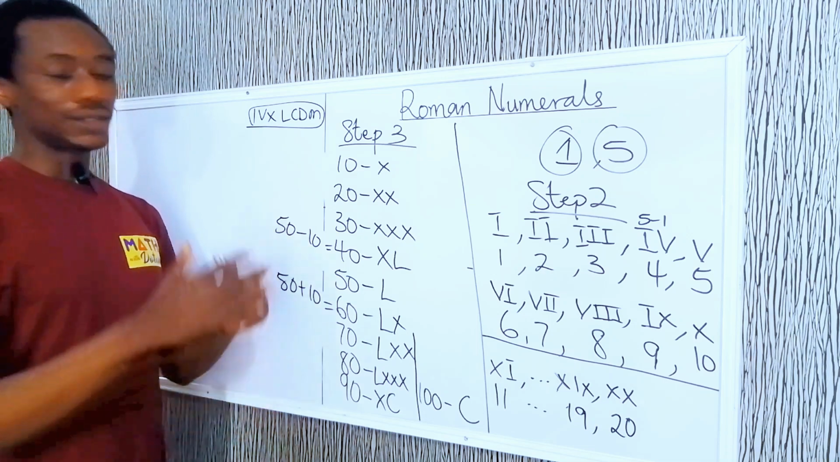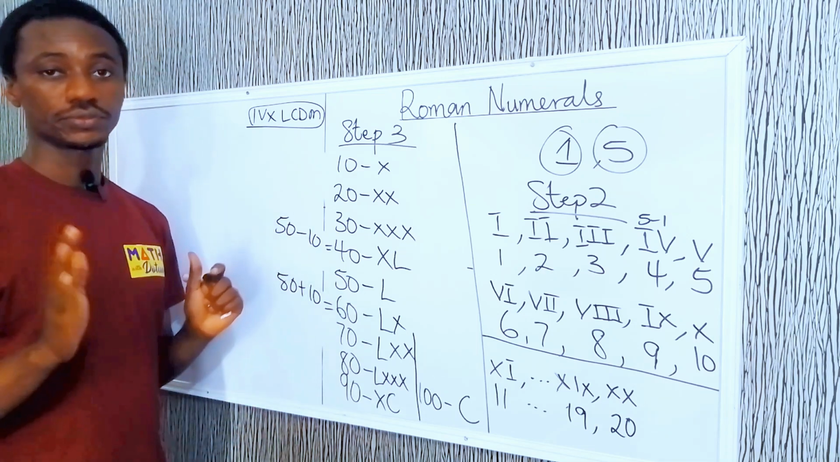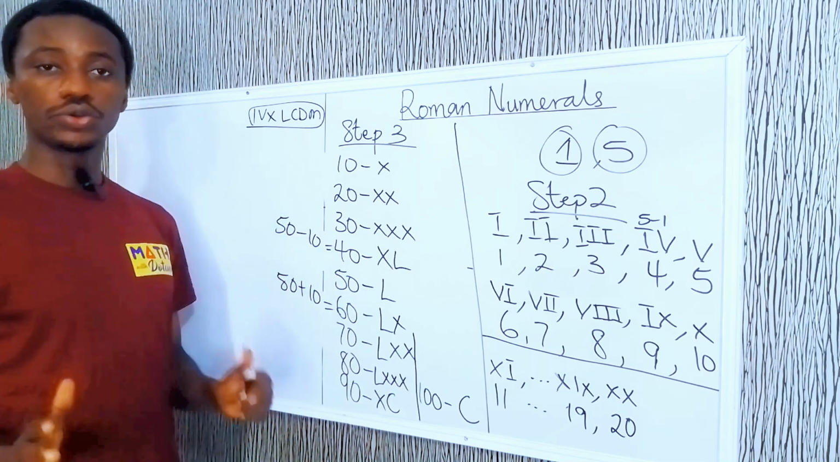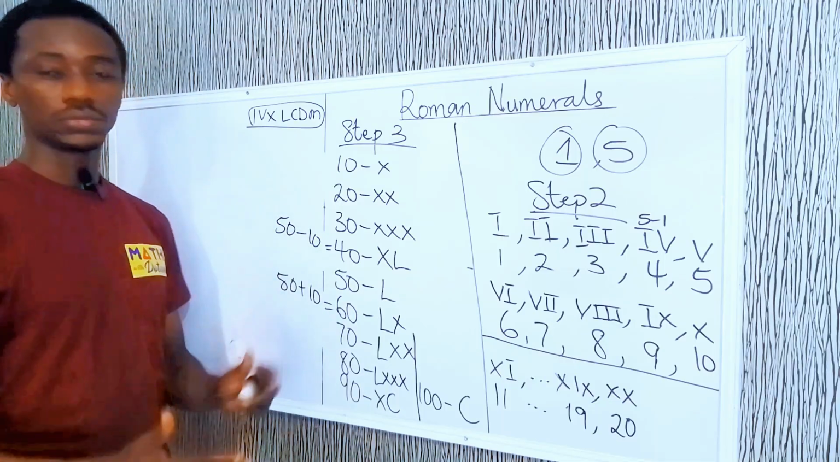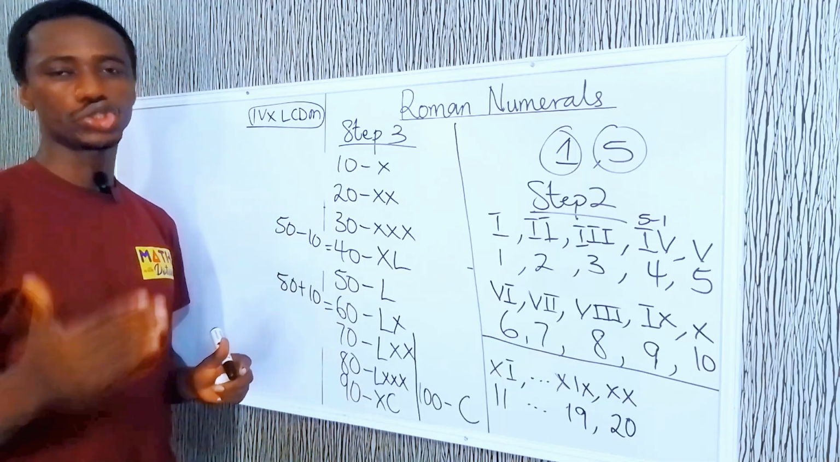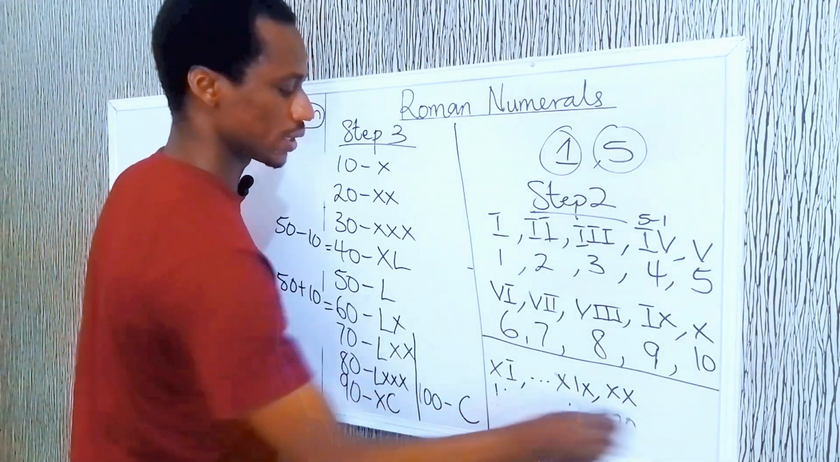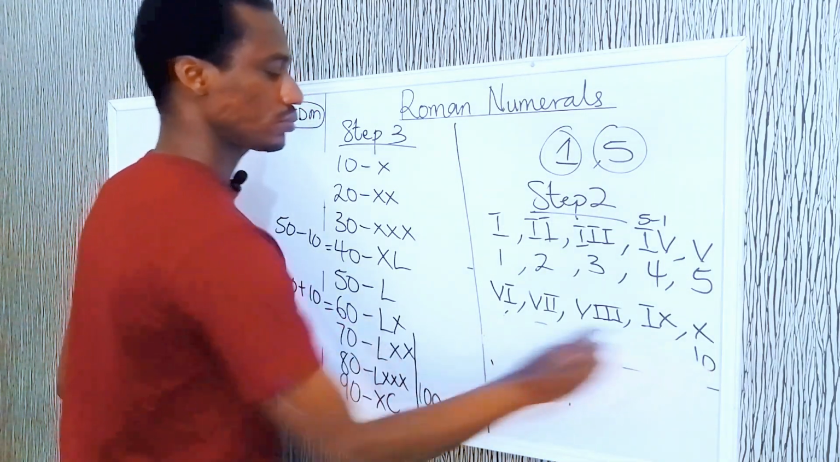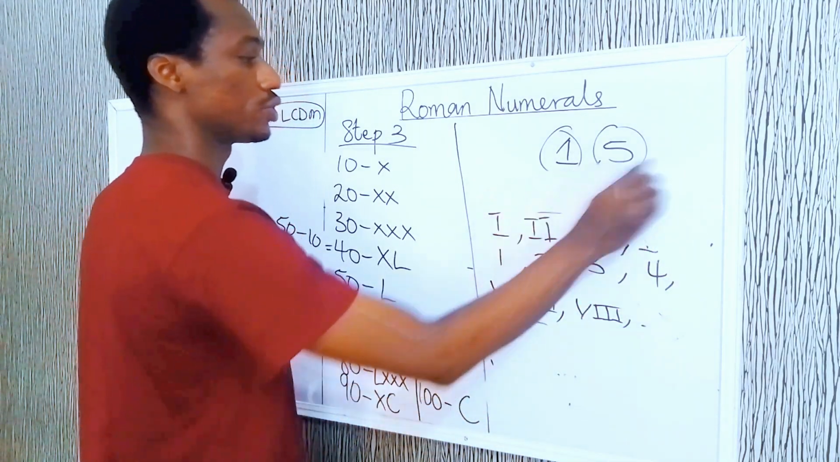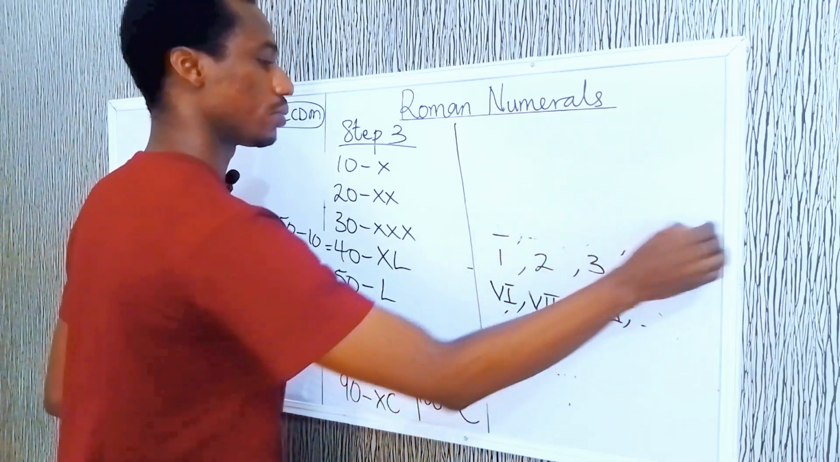And the final step in this series, I'm going to tell you 100 to 1000. That's counting in hundreds. So let's go. Let's count in hundreds. Once you're able to do this, then you're good to go.